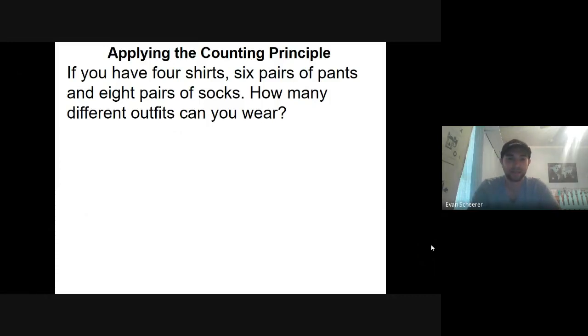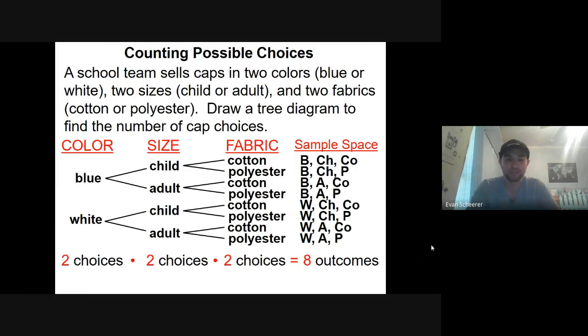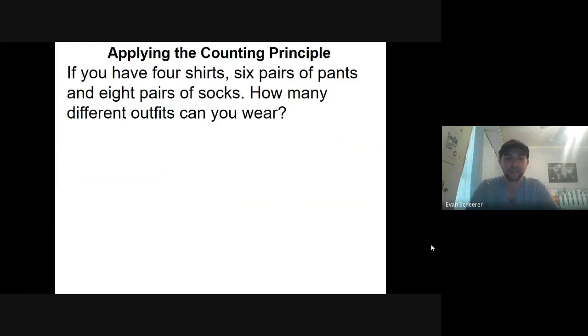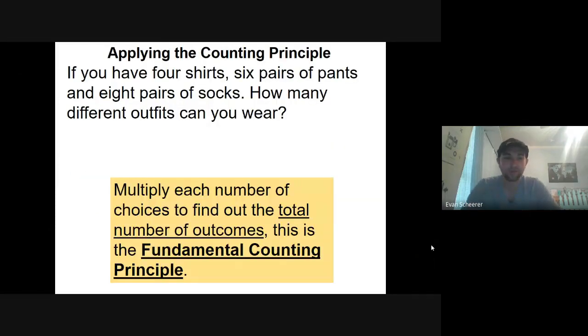I'm gonna go back to the last slide. You had 2 choices for color, 2 choices for size, 2 choices for fabric. 2 times 2 is 4 times 2 is 8. So here, if we're gonna multiply the choices to find the total number of outcomes, we have 4 shirts, 6 pants, and 8 socks. So what we need to do, 4 times 6 times 8. That's going to give us 192 outfits.